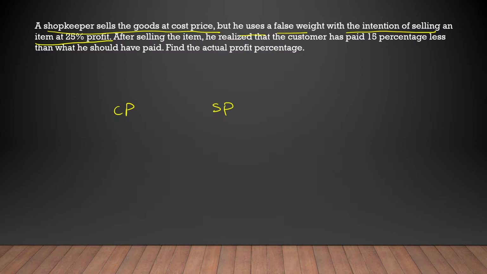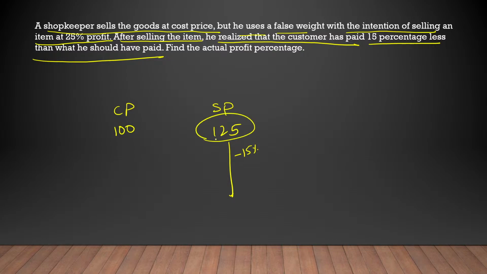But what actually he is doing is, he is using a false weight so that he can get a profit of 25%. That means if he is spending 100 rupees on the item, by using false weight he can get 125 rupees. That is the meaning of getting 25% profit. After selling the item, he realized that the customer has paid 15% less than what he should have paid. That means, after giving these 100 rupees items to the customer, we are going to ask him to pay 125 rupees, but the customer is paying 15% less than the billing amount.